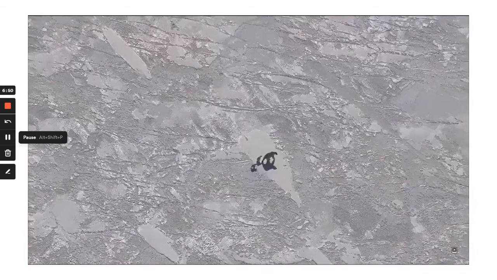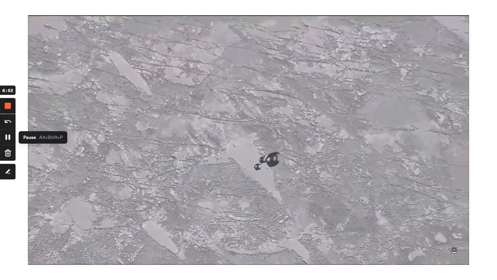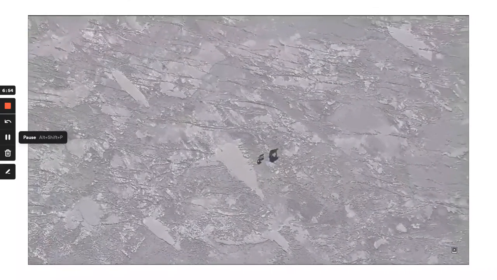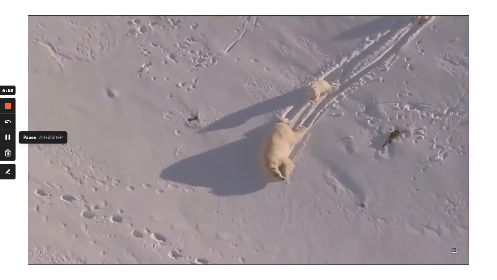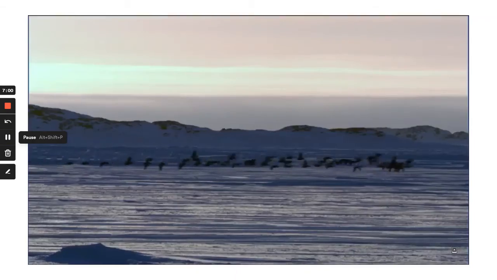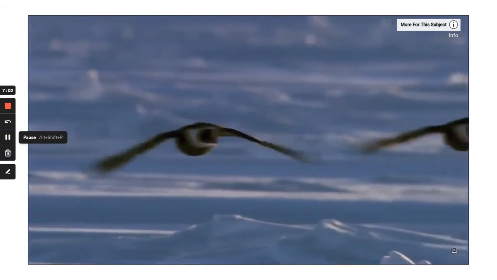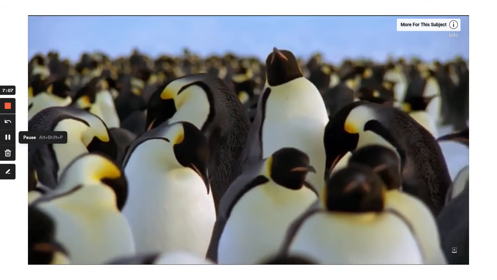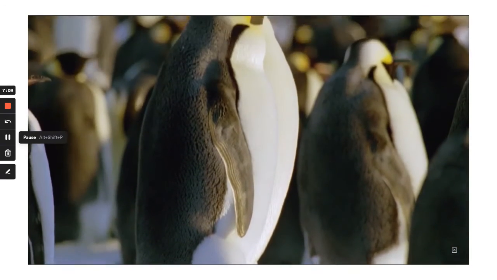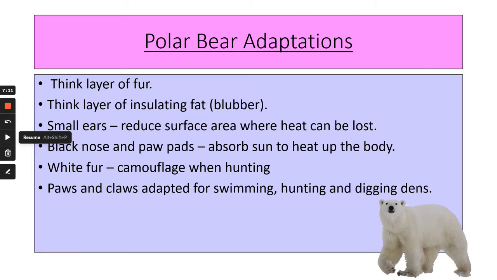And their white colour against the snow and ice acts as camouflage when they are hunting. Their wide paws and claws are adapted for swimming, catching prey, and digging dens in the snow. Now, there's no prize for guessing which bird loves the cold polar regions. Yep, it's the penguins, found in the southern hemisphere.